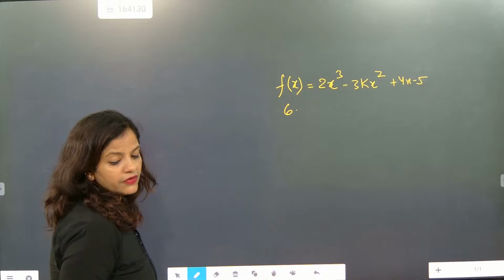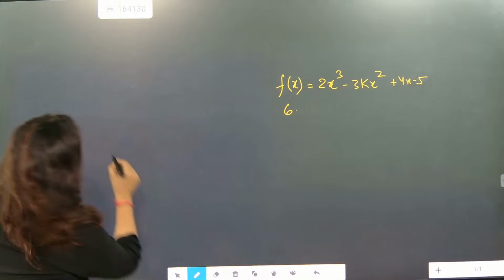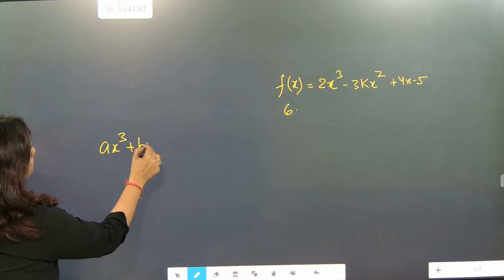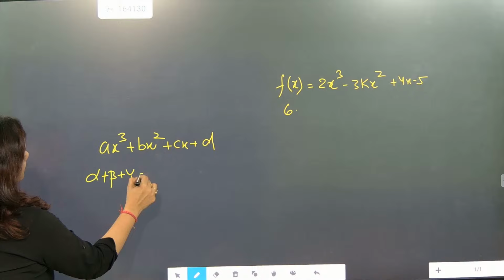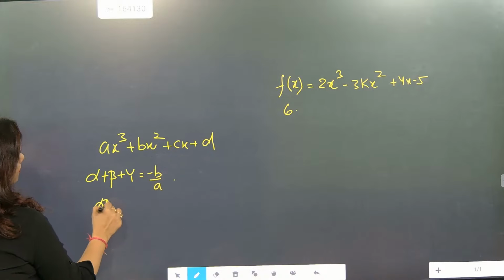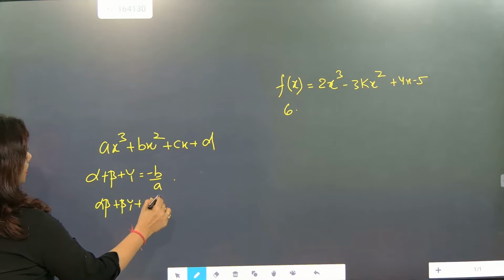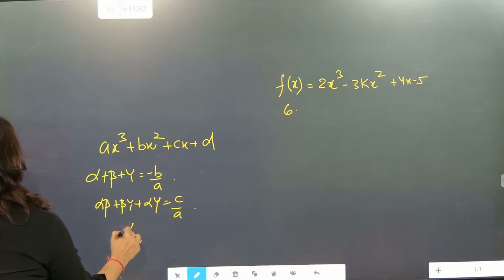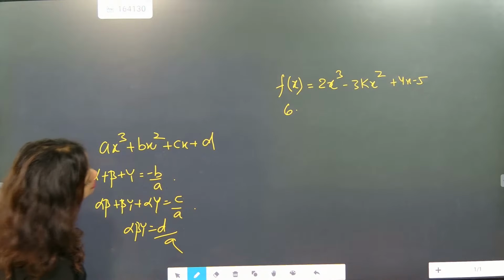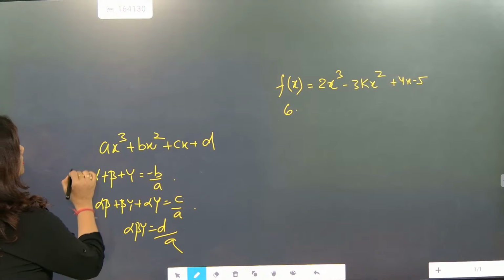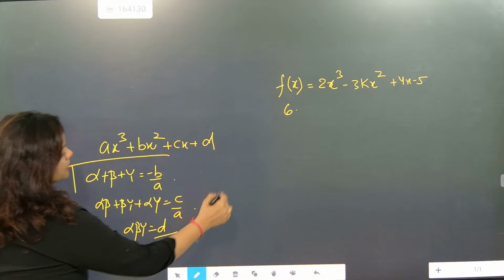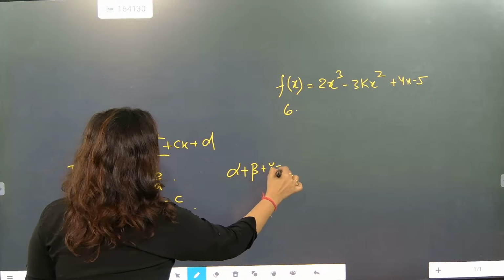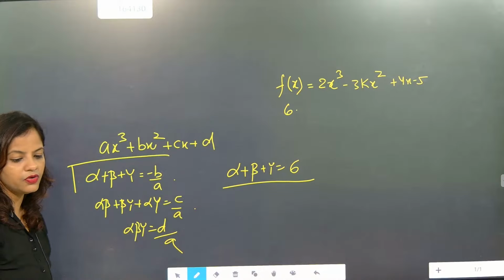In the NCERT question, I am going to show you one thing. This equation is written as ax cube plus bx square plus cx plus d. Then alpha plus beta plus gamma will be equal to minus b by a, alpha beta plus beta gamma plus gamma alpha will be equal to c by a, and alpha beta gamma is equal to minus d by a. Understood. But here the question says the sum of the zeros is 6. That means alpha plus beta plus gamma equals 6. This is given. Now you go for it.